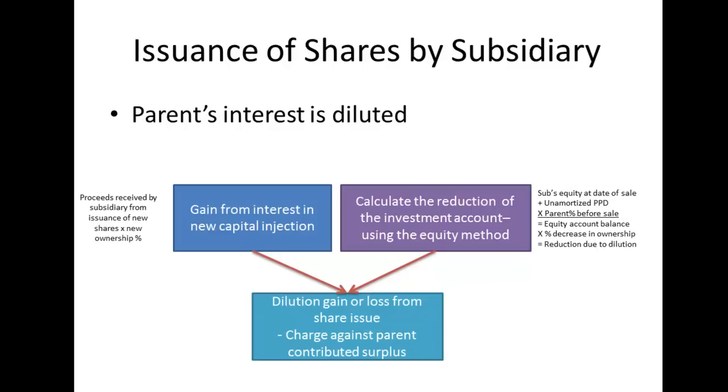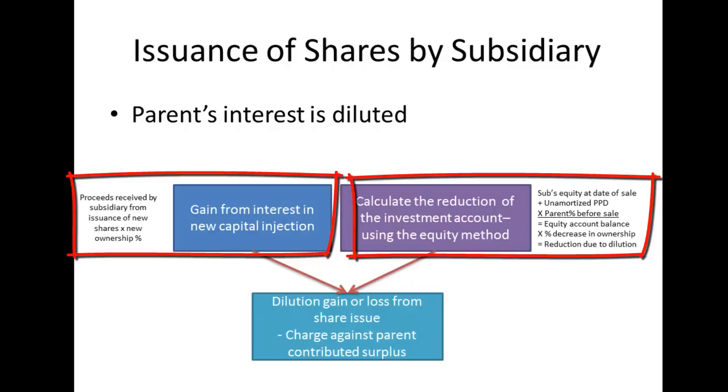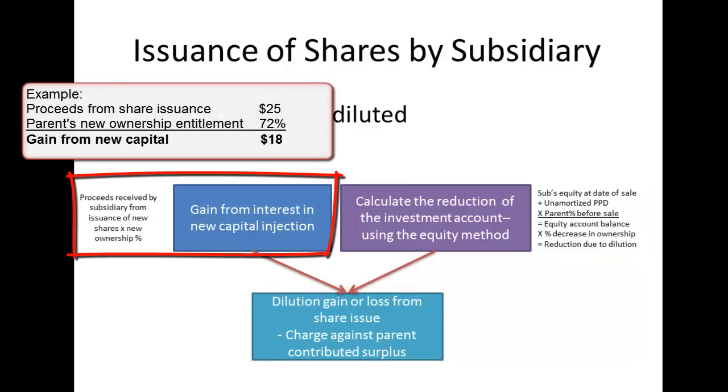Another mind-boggling situation is when the subsidiary issues shares and dilutes the parent's ownership position. Once again, this is treated as an equity transaction. The parent gains from its new ownership entitlement to the capital raised, but it loses a proportion of its investment account to the dilution. The difference is a charge to or against the parent's equity, as this is an equity transaction and not an income transaction. The gain from the new capital is calculated as the proceeds received from the new non-controlling interest shareholders times the parent's new and now lower ownership entitlement.